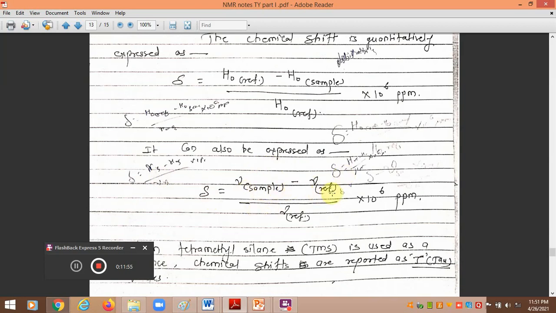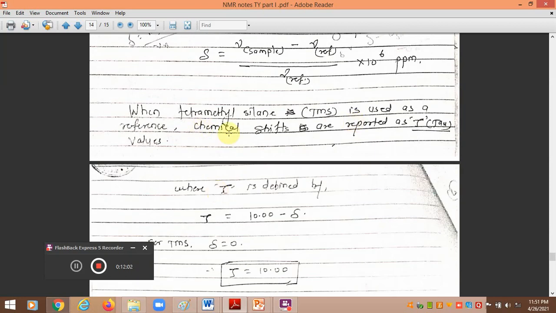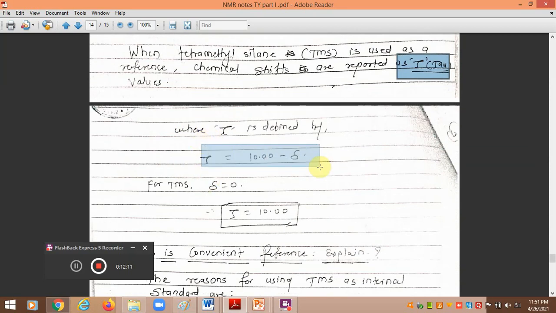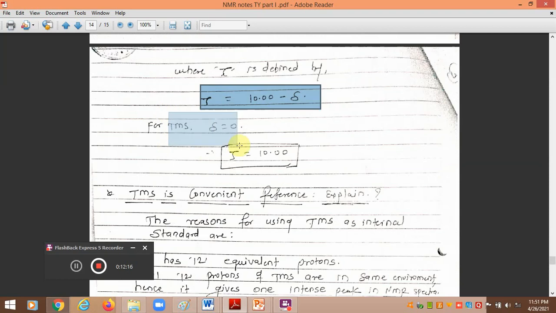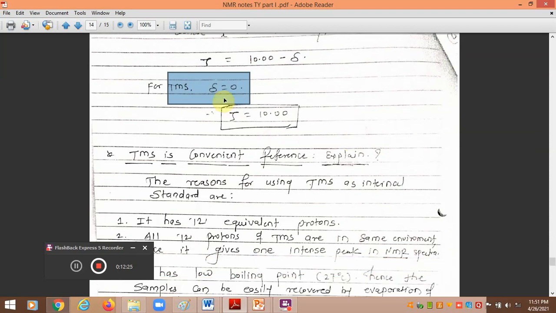And when tetramethylsilane is used as the reference, the chemical shifts are reported in terms of tau, and this is given by the equation tau is equal to 10 minus delta. For tetramethylsilane, the chemical shift is found to be 0 because these are highly shielded protons, and therefore tau for this will be 10. So tetramethylsilane is convenient to use as a reference.